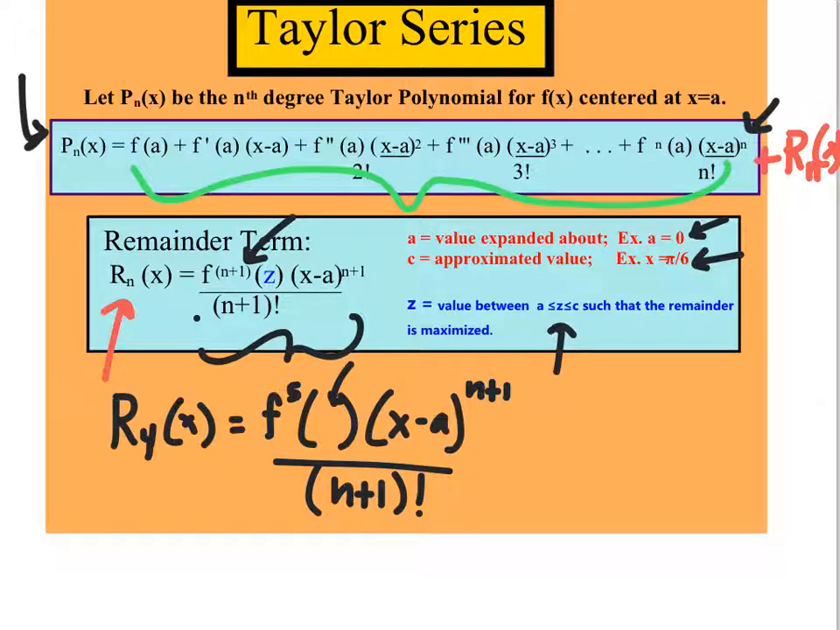Okay, this should be a c right here. So what we're basically going to do is test this with a, and then test it again with c, and see which one is bigger. That's it. That's that value z. So z is just the value between a and c such that the remainder is maximized. So let's go ahead and try it on an example.